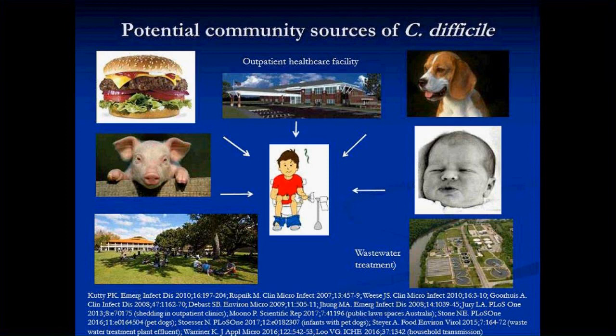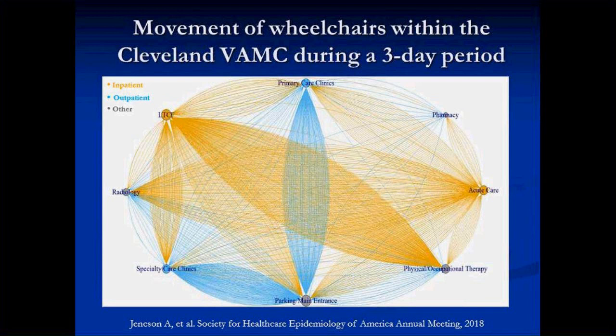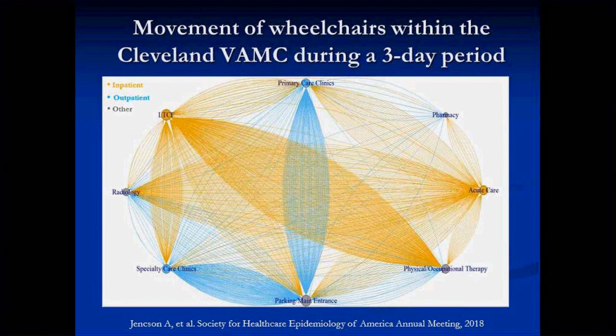And then the final point I would just make is that even though we have a lot of community-associated C. diff and people in the community are carrying C. diff, there also is a lot of potential interest in the fact that a lot of our healthcare is being delivered in outpatient settings now, so outpatient healthcare facilities are another potential source for C. diff. And I would just point out that possibility: this is movement of wheelchairs within the Cleveland VA during a three-day period. So our escort service keeps track of where they're going in the healthcare facility. And so every day they make about 300 trips with patients in the facility.